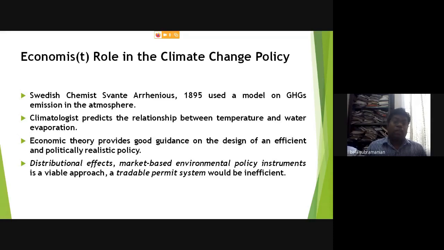For example, climatologists are talking about the relationship between temperature and water evaporation. From a sociological perspective, how does climate change impact human relations? Another is biological issues, like the biodiversity problem in ecosystem services and ecosystem stocks and flows, and how they are affected by climate change and greenhouse gas emissions.